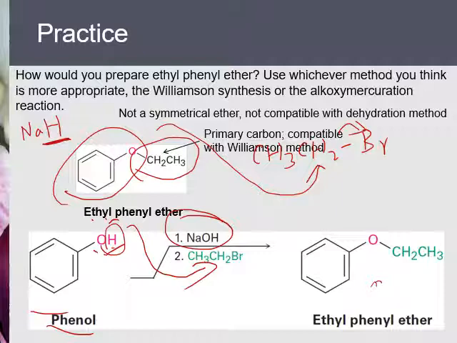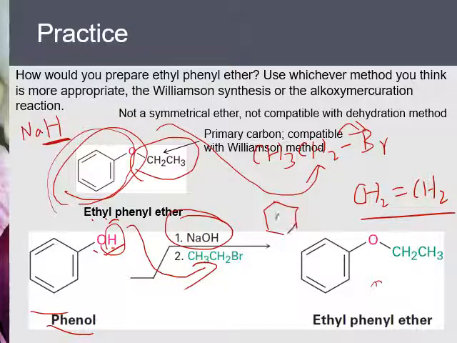Let's think about the third method, alkoxymercuration-demercuration. For that method, you need a double bond. You also need an alcohol. So the left side is a benzene ring. A benzene ring cannot have a simple double bond, and therefore the right side can be CH2=CH2. You have an alkene, and then the alcohol must be the phenol. So hydrogen adds to one side, the alkoxide adds to the other, and that gives you the product.